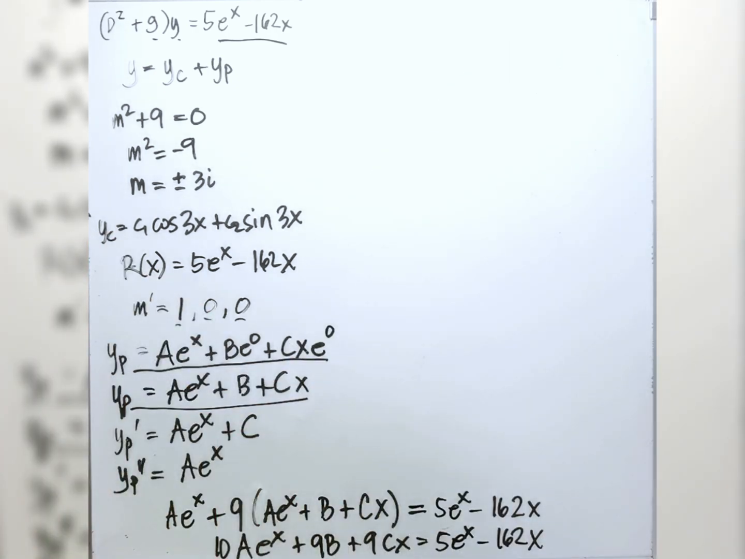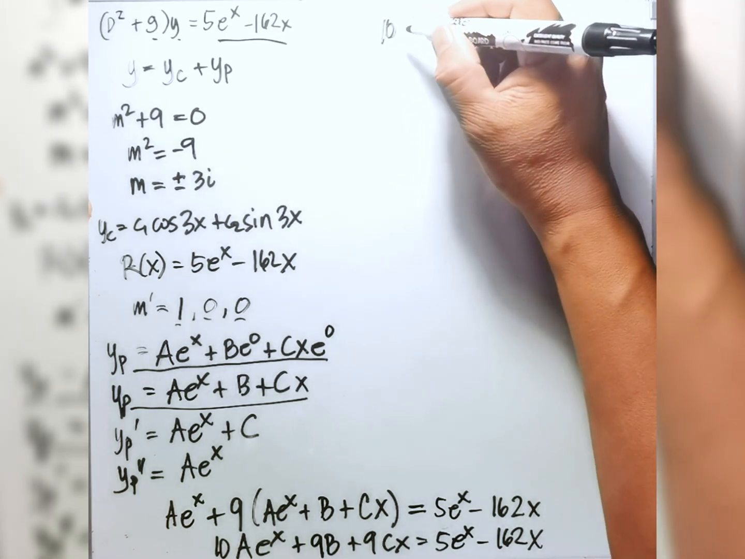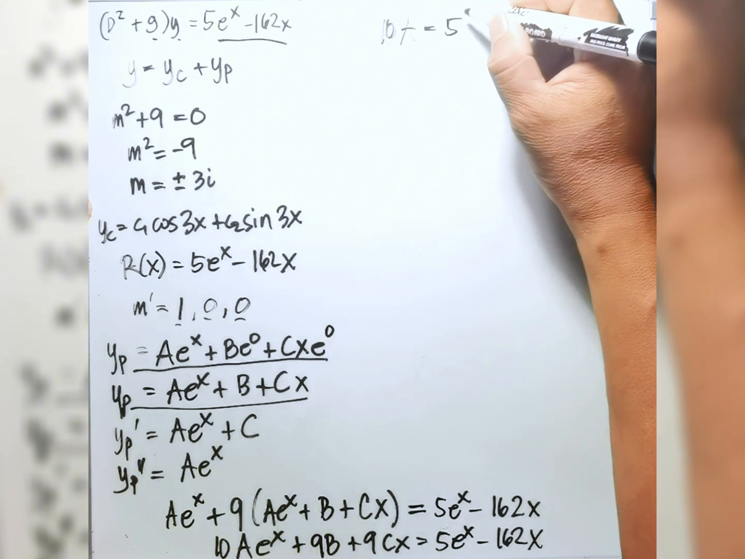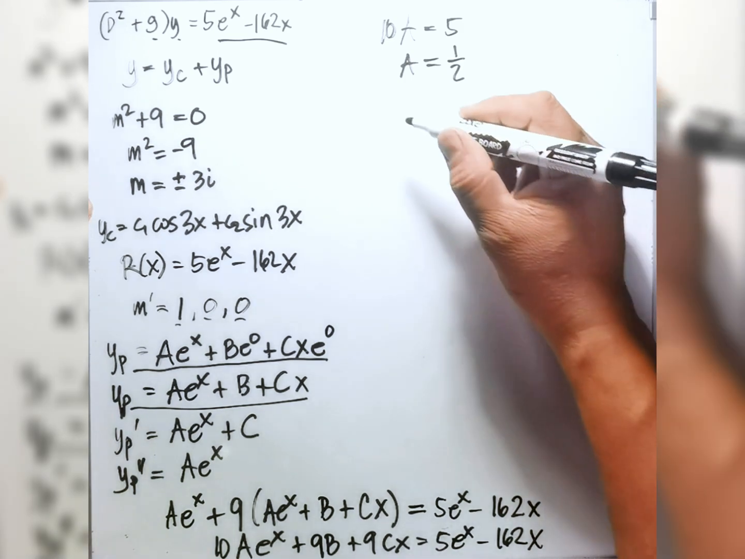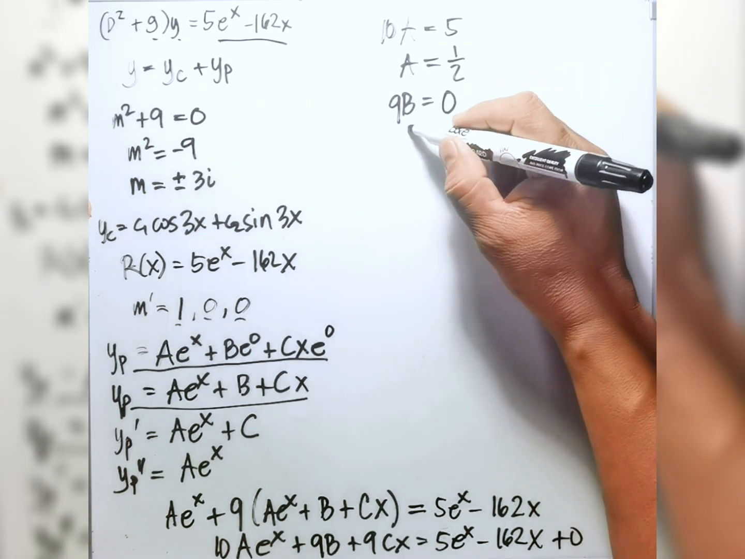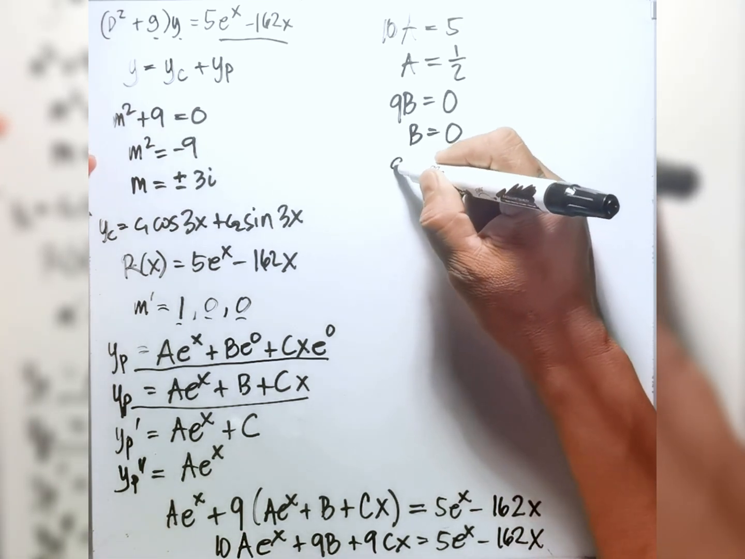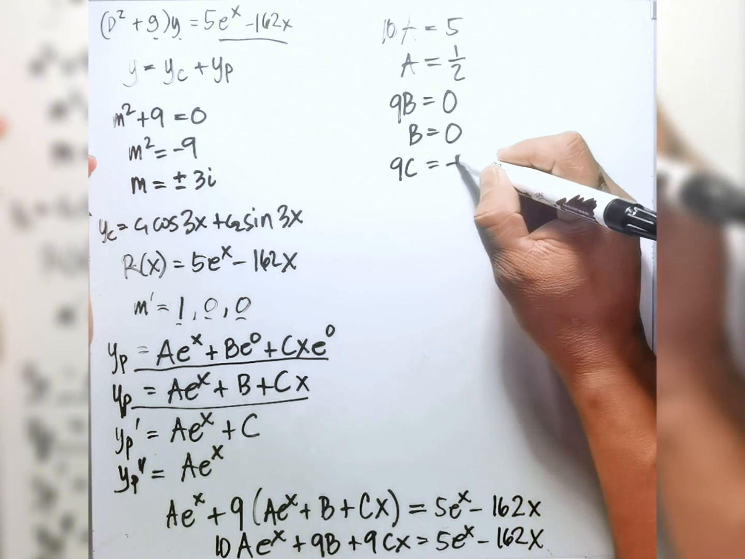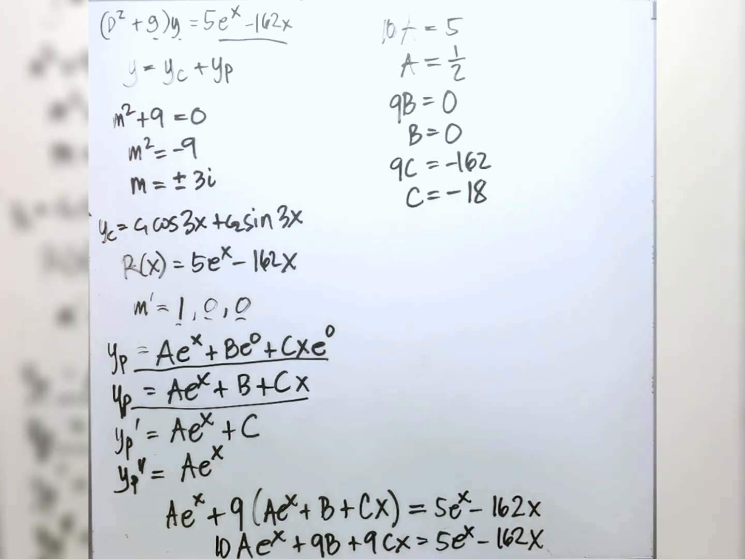Next we are going to equate the coefficients of the terms on the left side and the right side of the equation. We'll start by equating the coefficients for e to the x, that's 10A on the left and 5 on the right, and that gives us A equals 1 half. Then the constant term 9B should be 0, and B equals 0. And then the coefficient of x on the left side is 9C, the right side is negative 162, which gives us C equals negative 18.